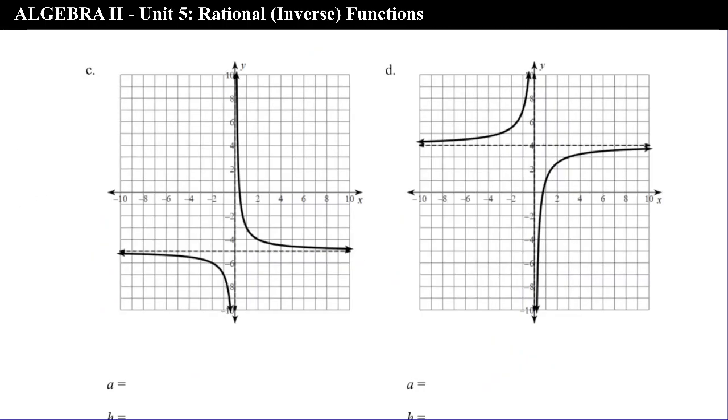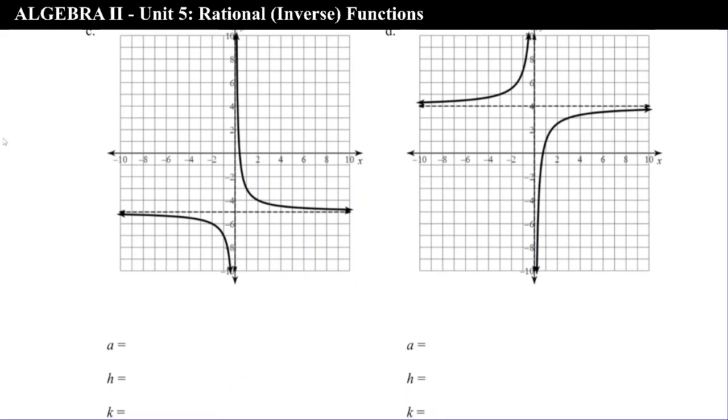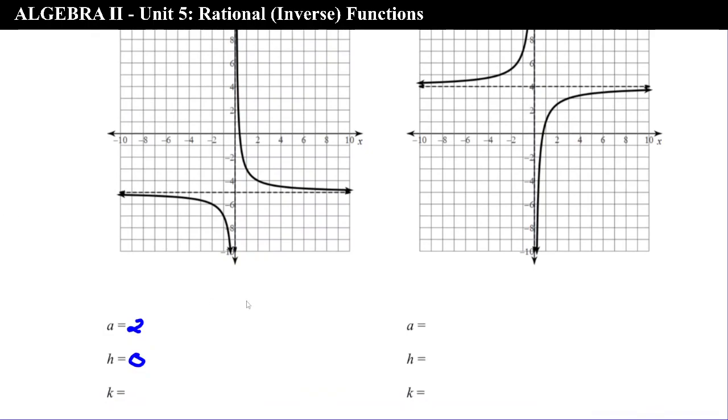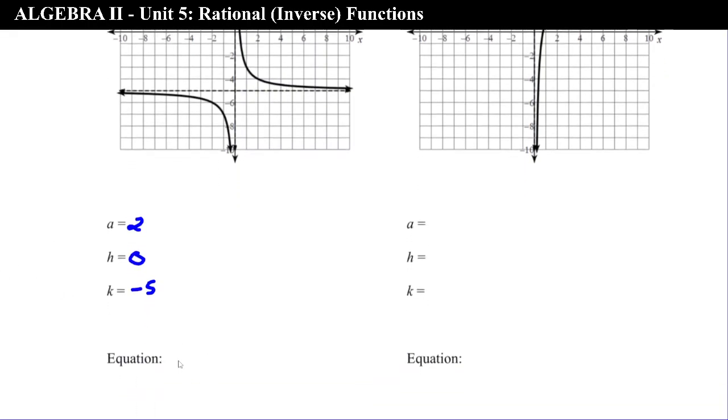All right, on to C here. We have a being positive because of being in quadrants 1 and 3. And then we go over 1 and we have to go up 2. So a is going to be 2. Our h is going to be 0 because our vertical asymptote is at the y-axis. And our k is going to be negative 5 because that's where our horizontal asymptote is. So our equation for this one is going to be y equals 2 over x, minus 5.